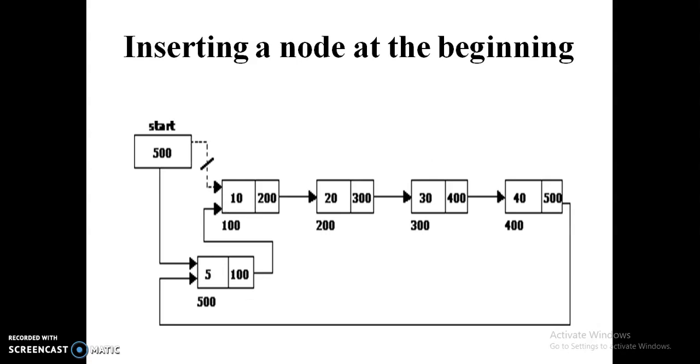Inserting a new node at the beginning: 5 is the new node. 5 next is 100, that is the 10 node address. This is the already existing starting node. That starting node address is assigned to the new node next, and our new node is assigned as the last node next. That is, 500 is assigned as the last node next variable. So our last node next is our current starting node, and our current starting node is 5.